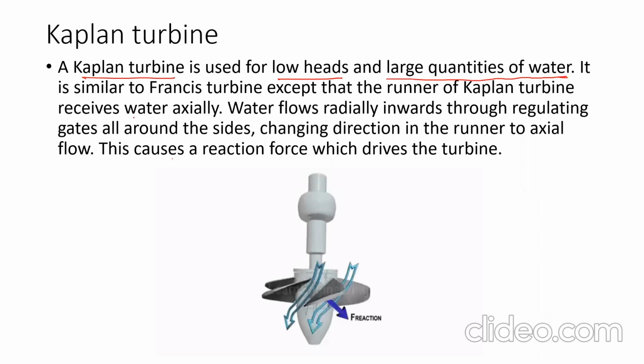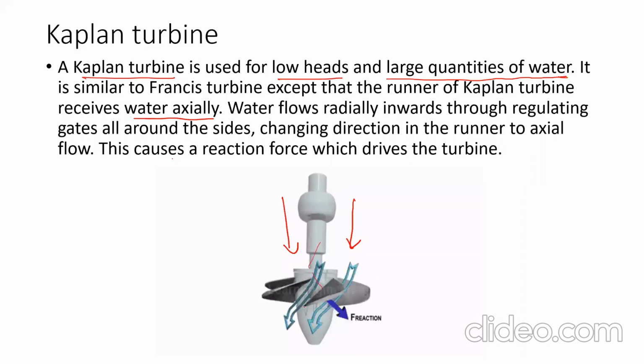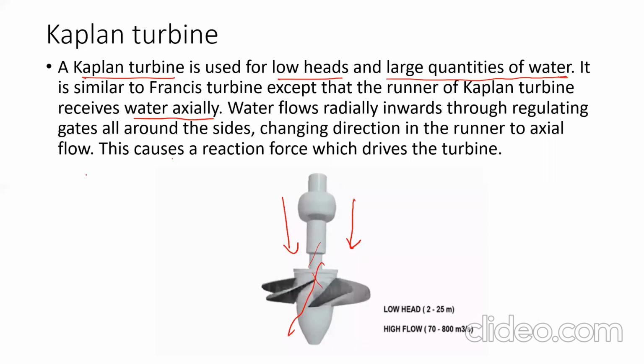Here water comes axially, meaning upward, for example vertical flow of water. At the start you can observe this. Water flows radially inwards through regulating gates all around the sides, changing direction in the runner to axial flow, as shown by this arrow. This causes a reaction force which drives the turbine. In Kaplan, water comes from upward.